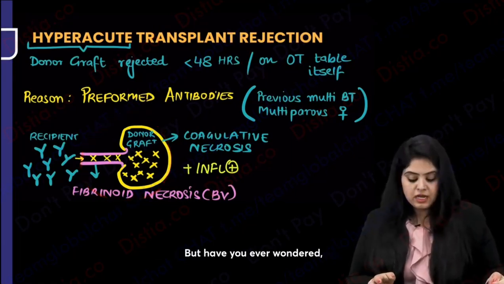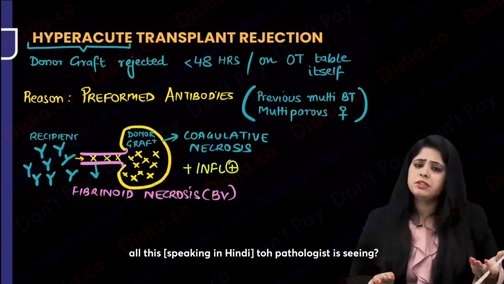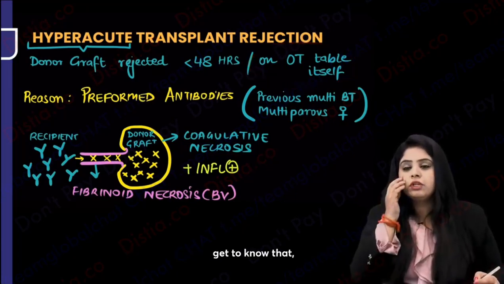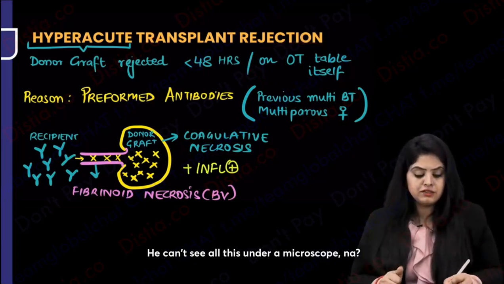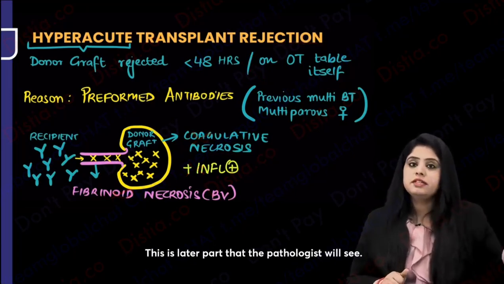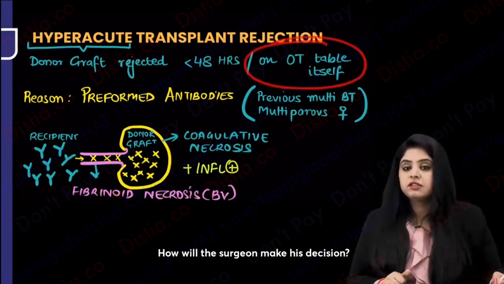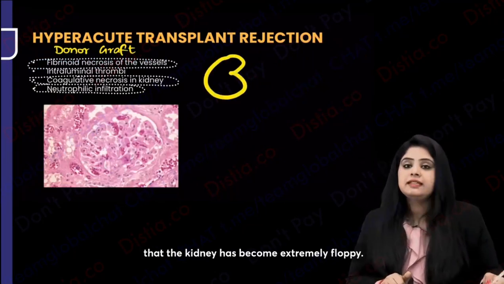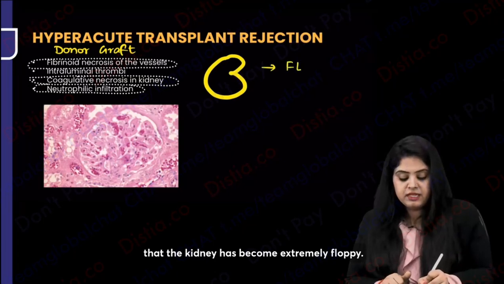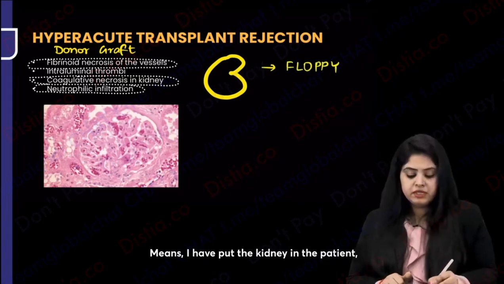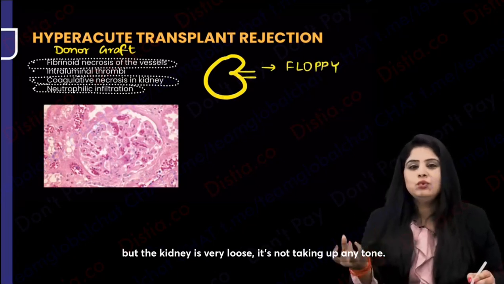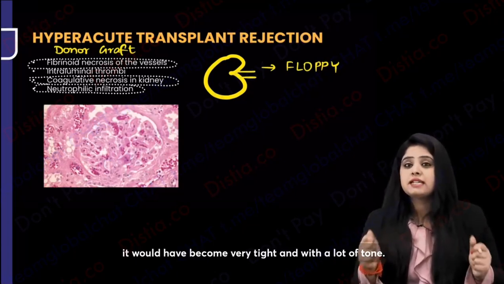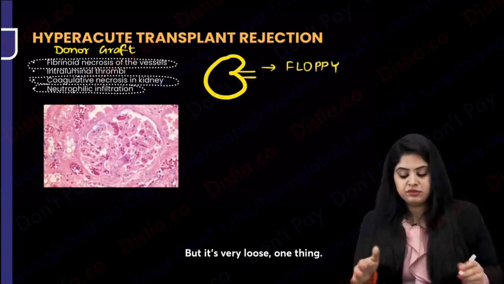But have you ever wondered, how will my surgeon get to know all this? The pathologist is seeing. How will the surgeon who's operating on the OT table get to know that, oh my God, this kidney has been rejected? He can't see all this under a microscope, na? This is the later part that the pathologist will see. How will the surgeon make his decision? Because the surgeon will realize that the kidney has become extremely floppy. Floppy means I have put the kidney in the patient, but the kidney is very loose. It's not taking up any tone. If it would have been properly transplanted, it would have become very tight and with a lot of tone. But it's very loose, one thing.